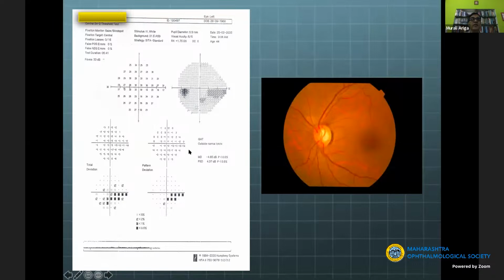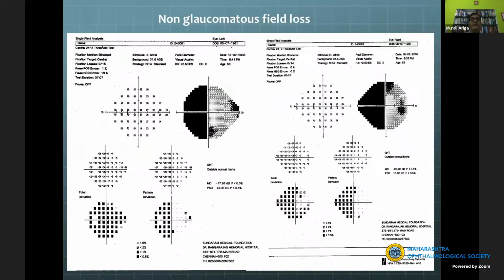So look at this typical example of a field defect. We sometimes miss this subtle RNFL defect and this defect in the notch in the rim. You can actually go back and look at the optic disc once you encounter such a field like this. You go back and look at it, you will definitely find it there. Usually a structure function correlation is ideal and you have to really look for it.